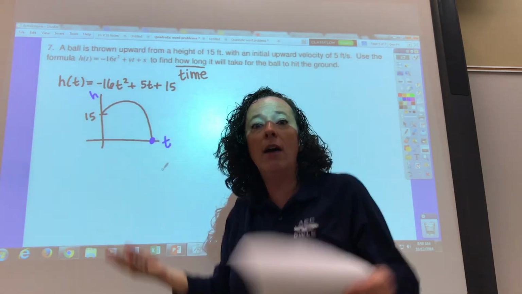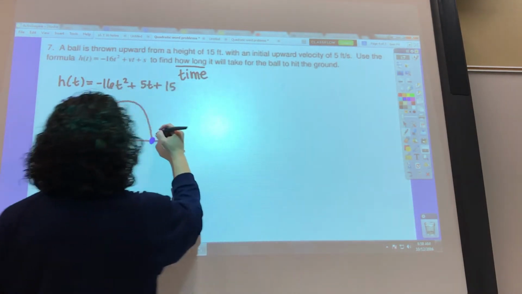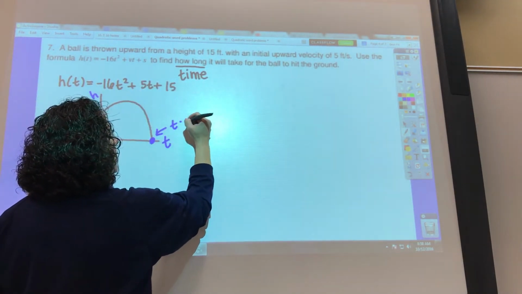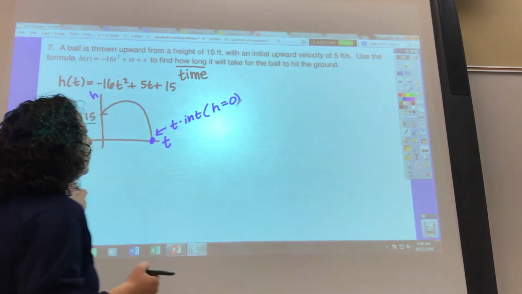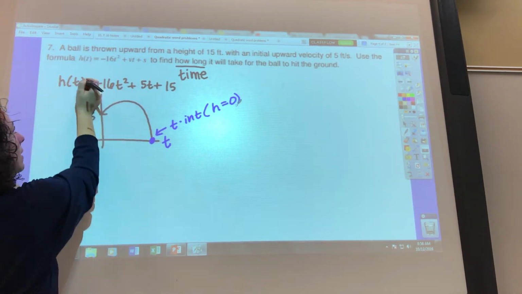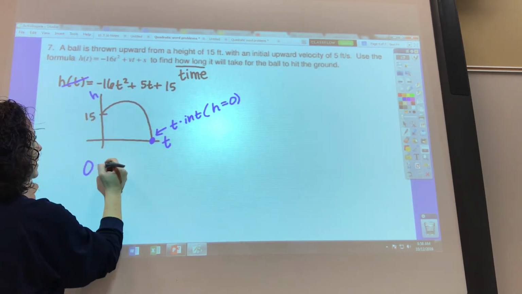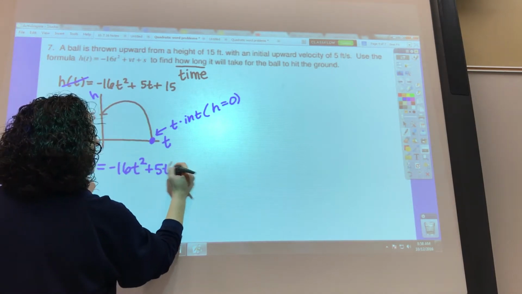Well, when something hits the ground, what's its height? Its height is 0. So this is the t-intercept. And remember, if you have a t-intercept, that's where h is 0. So what I'm going to do is plug a 0 in place of h. So I get 0 equals negative 16t squared plus 5t plus 15.